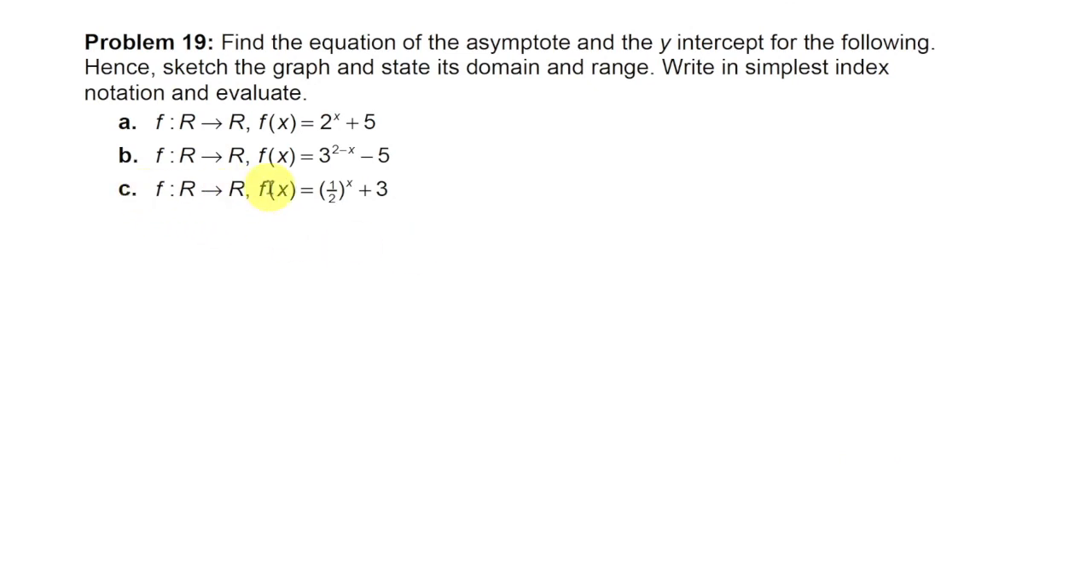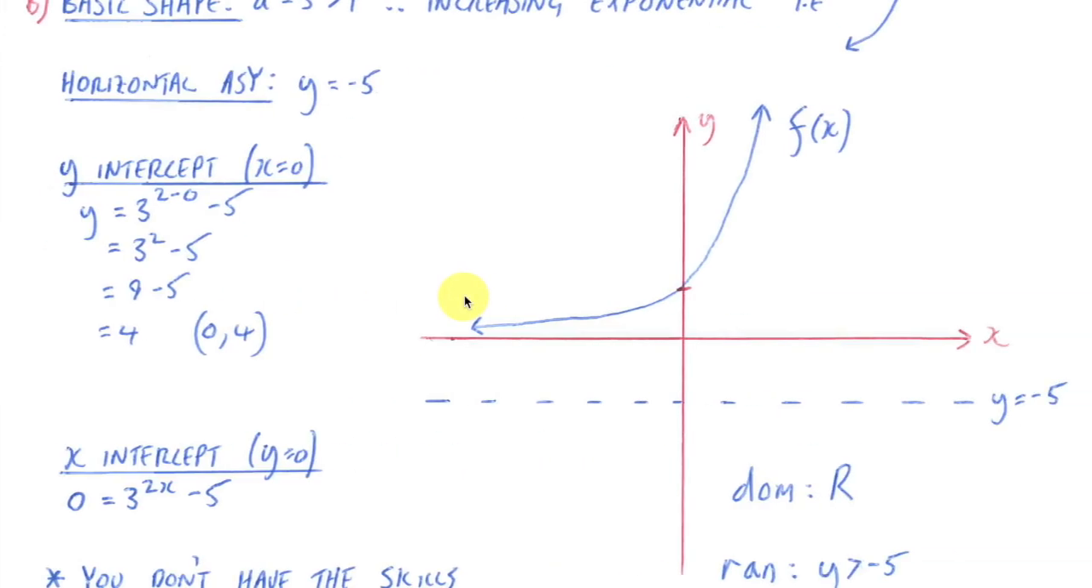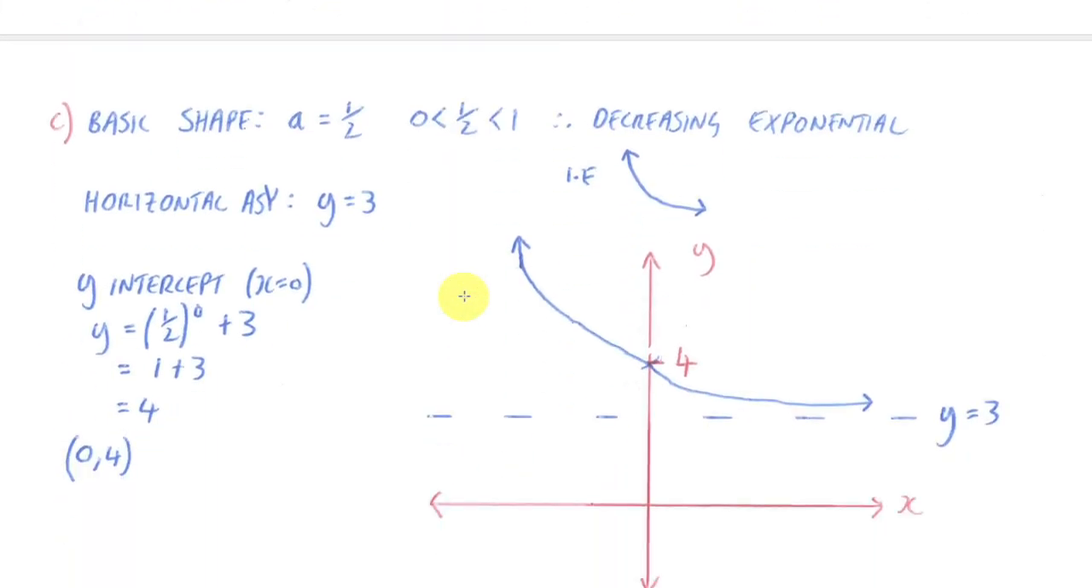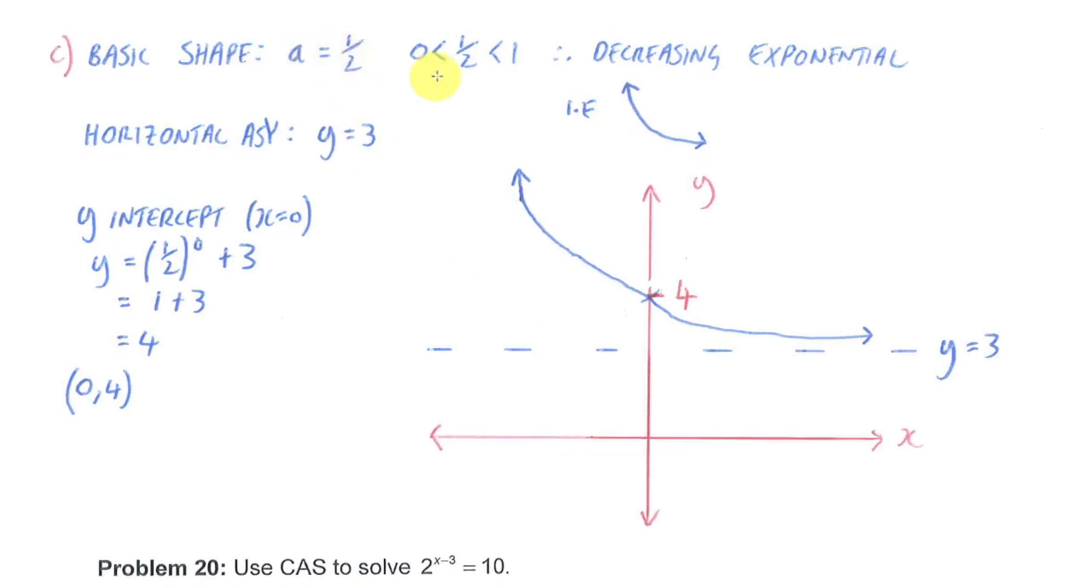C, this time I've got f of x being a half to the x plus 3. So taking a look at that solution. A is a half. That is greater than 0 but less than 1. So therefore we're talking about the basic shape being a decreasing exponential. So this time it's like so.